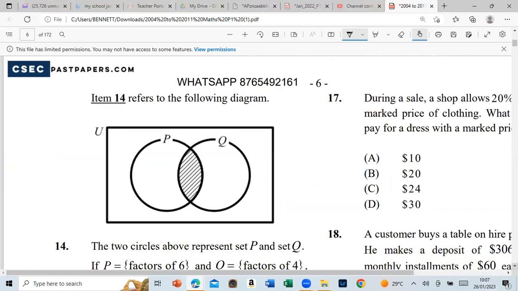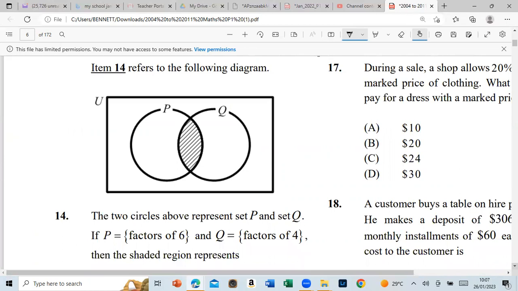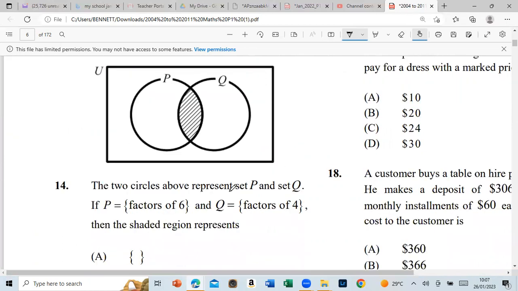Item 14, refer to the following Venn diagram. 2 circles above represent sets P and Q. P is equal to factors of 6 and Q is equal to factors of 4. Then the shaded region represents. So basically, let's list the factors of 6.